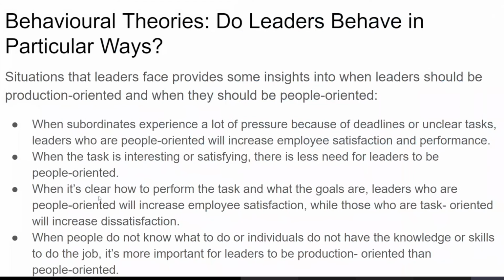When it's clear how to perform a task and what the goals are, leaders who are people-oriented will increase employee satisfaction, while those who are task-oriented will increase dissatisfaction. Again, everybody knows what to do, so why do we need someone to tell us what to do? And when people do not know what to do, or individuals do not have the knowledge or skills to do the job, it's important that leaders be production-oriented more than people-oriented. You can't be too nice to people if they don't know what they're doing. You need to get the job done, so you do need to focus on the job. It really depends on the situation.